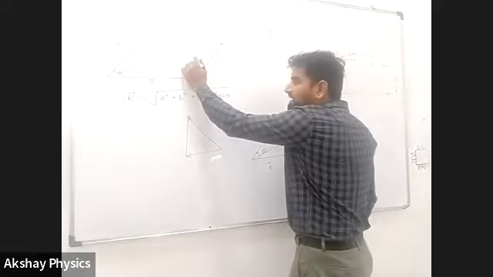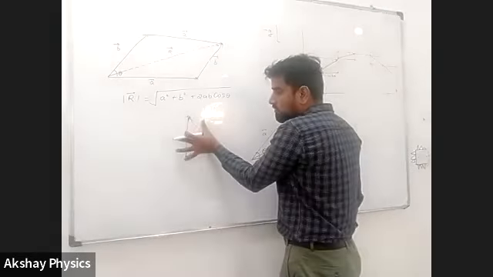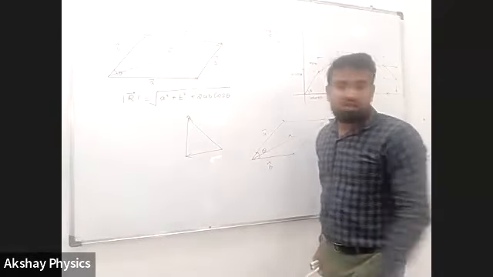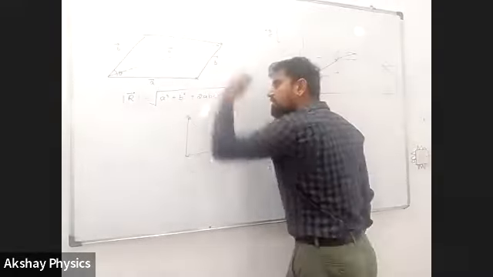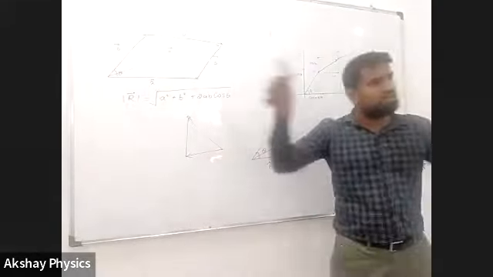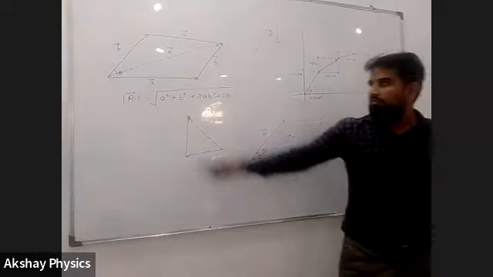So this is the same formula. You can use this one instead of this. But this resultant vector formula applies everywhere. Any two vectors can be added by this. You just remember this.